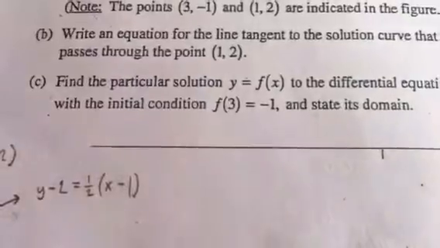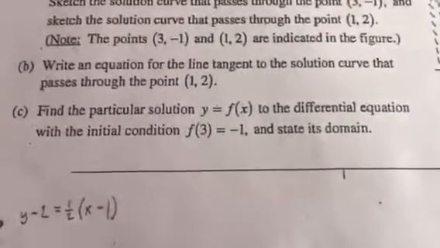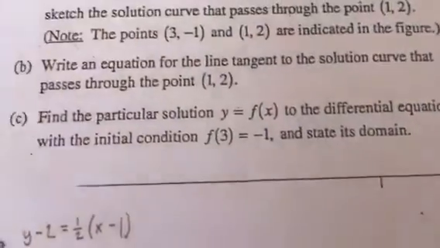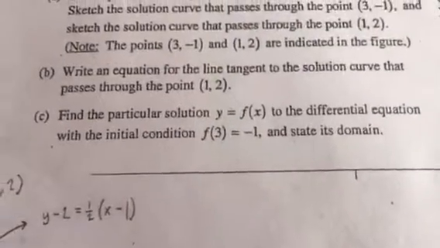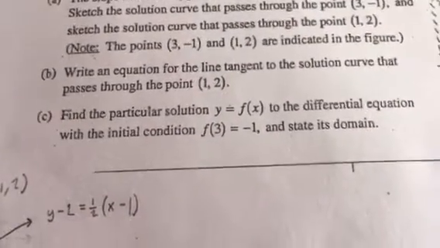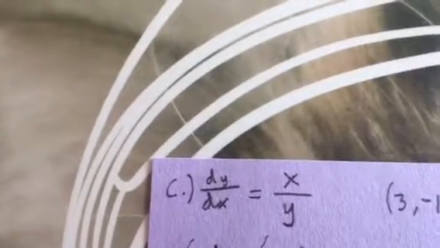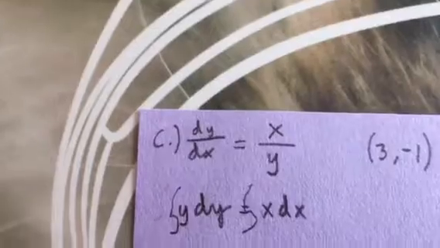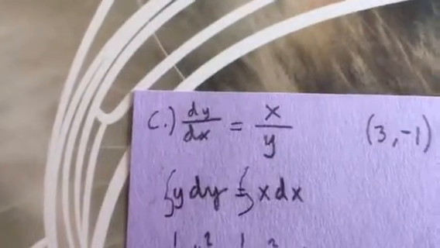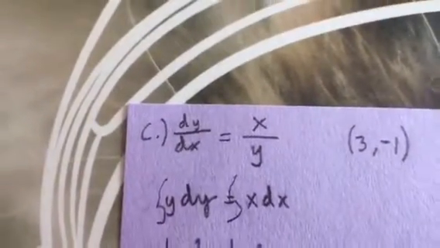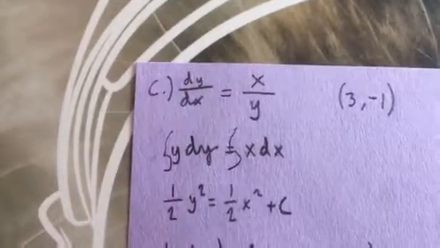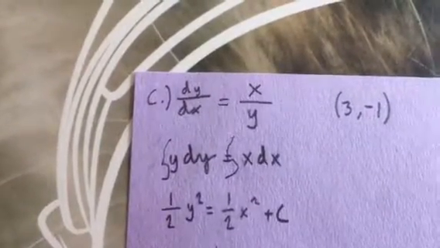And now part C asks us to find the particular solution to this function given the initial condition of f of 3 is equal to -1, and it wants us to state its domain. So to solve this differential equation, we have to start by separating like variables to each side of the equation. So we'll get y dy is equal to x dx. Then we're going to take the integral of both sides, which will give us half y squared equals half x squared plus c.